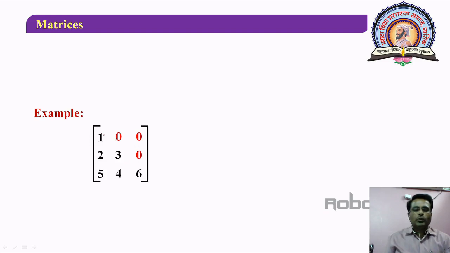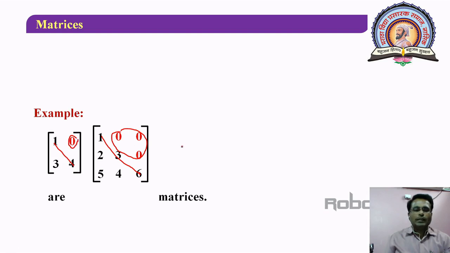In this matrix you will observe that this is your main diagonal and all elements above the diagonal are now 0. Here also you will observe 1 0 3 4 is there. So this is your principal diagonal and elements above the principal diagonal are 0. So these are the matrices in which elements exist in the lower triangle only, and that's why such a matrix is called a lower triangular matrix.